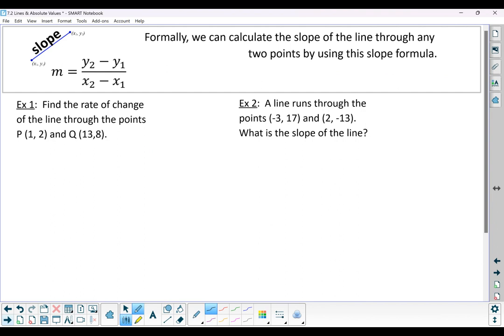So what we've done really is we've used the slope formula informally, but here it is formally. The slope of a line is y2 minus y1 over x2 minus x1. We're going to use that to do some calculations now.